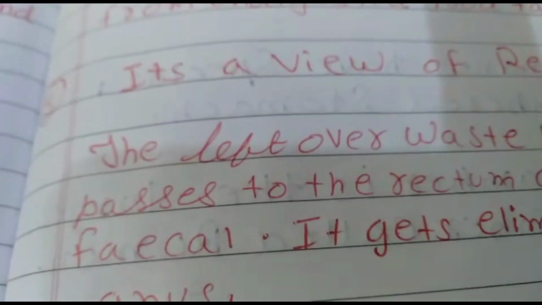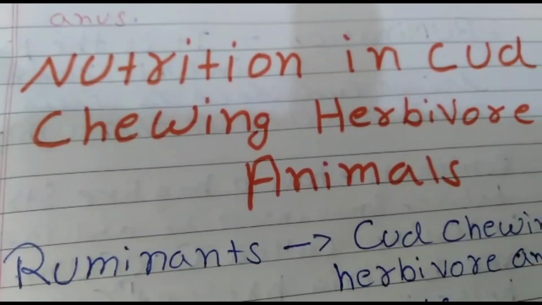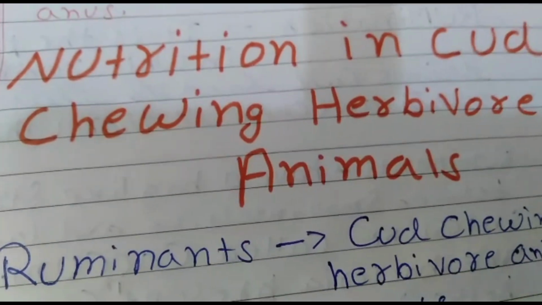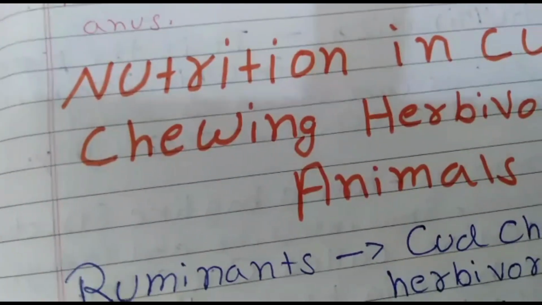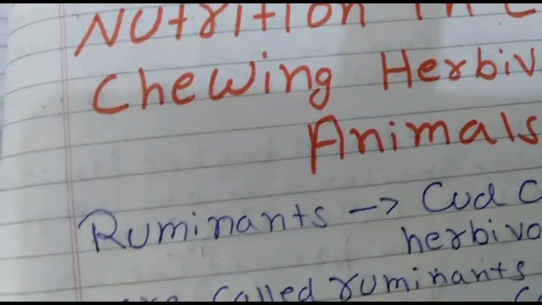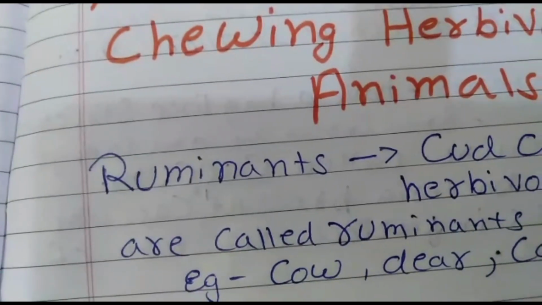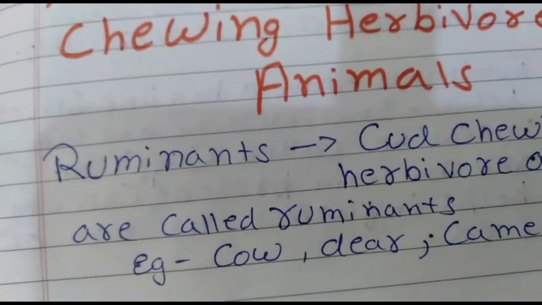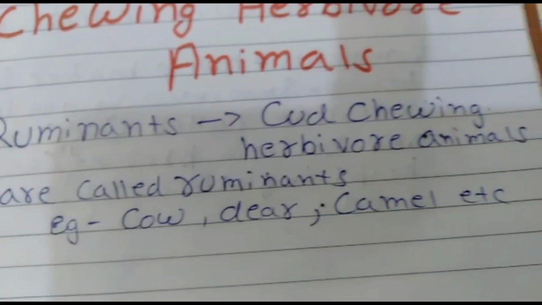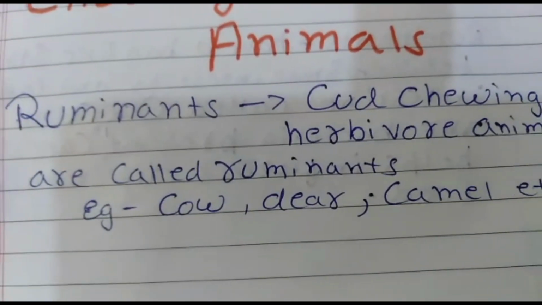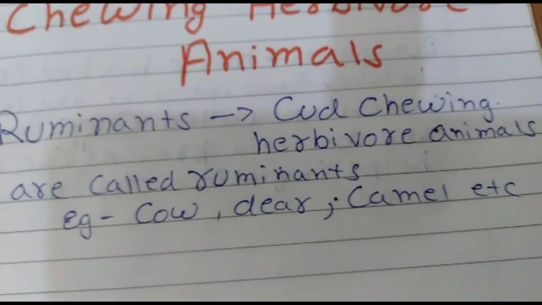Please write down. Next topic is nutrition in curd chewing herbivore animals. First of all, we have to understand what a ruminant is. Ruminants means curd chewing herbivorous animals. Examples: cow, deer, camel, etc.